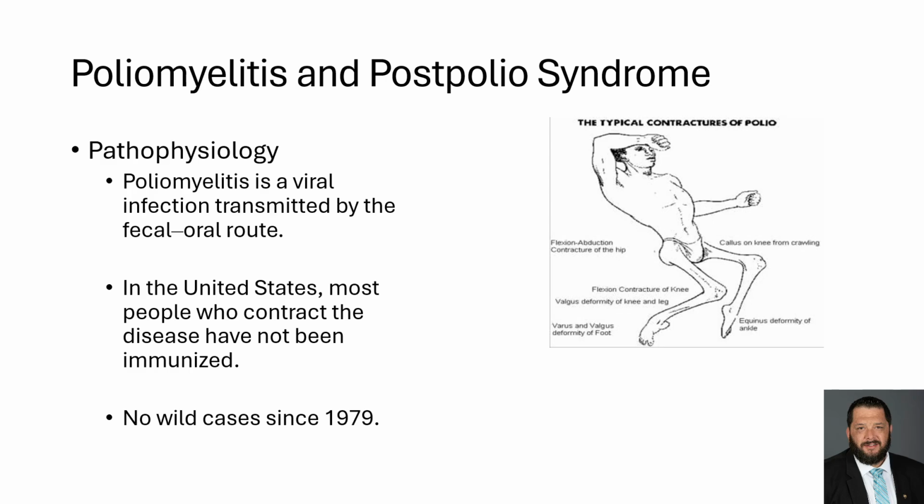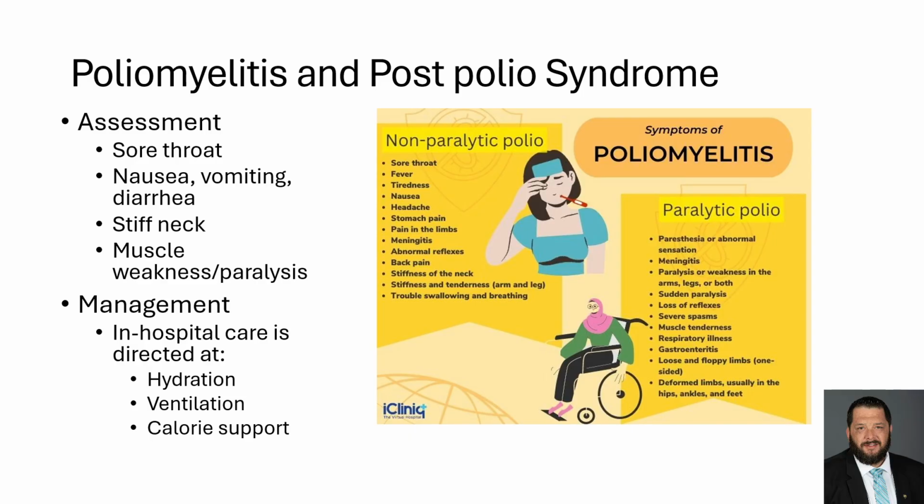Poliomyelitis and post-polio syndrome are viral infections transmitted by the fecal-oral route. This was common in the United States. It was commonly contracted by those in the United States who haven't been vaccinated or immunized against the disease. And there have been no wild originating cases since about 1979.